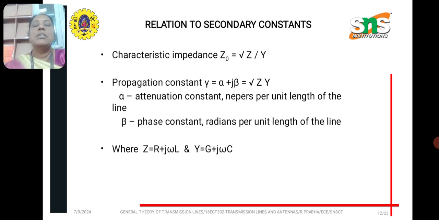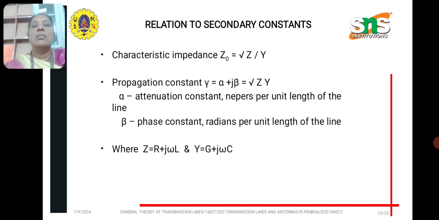Characteristic impedance of the transmission line given by Z0 is equal to square root of Z by Y. Z is series impedance, Y is shunt admittance. And propagation constant of a transmission line gamma is equal to alpha plus j beta is equal to root of Z into Y. Here alpha is the attenuation constant, and it is Nepers per unit length of the line, and beta is the phase constant, it is the radians per unit length of the line.